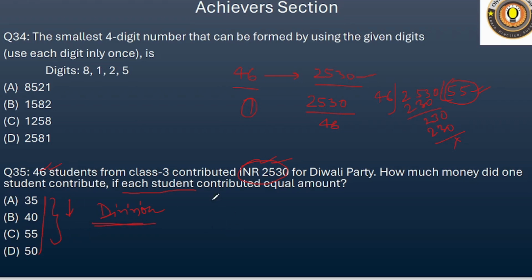For example, same question. 46 students are there. Each has contributed 55 rupees. Then what is the total contribution? It means 46 multiplied by 55. That is 2530. All right. So this is one trick to solve. If you are getting confused whether I should divide or multiply, just look at the options. If it is a smaller number than the given number, it will be division. If it is a larger number than the given number, it would be multiplication.